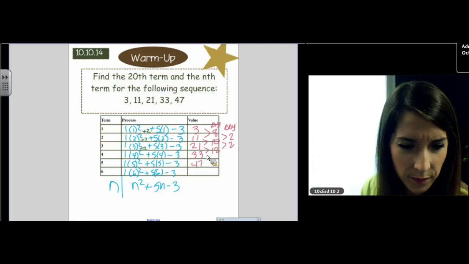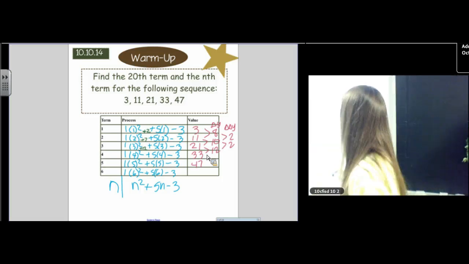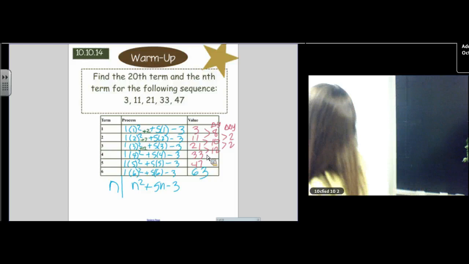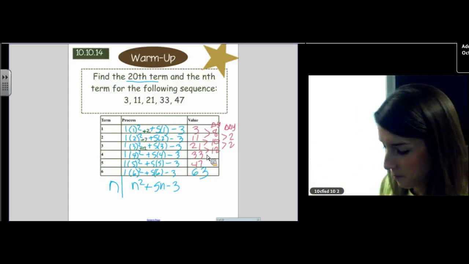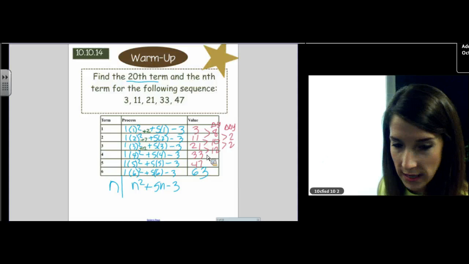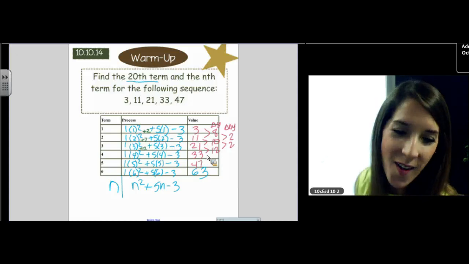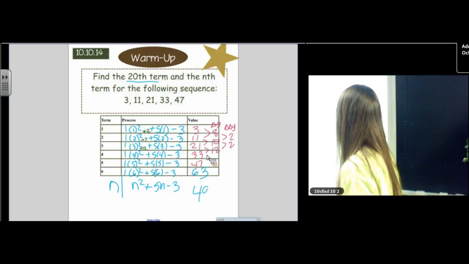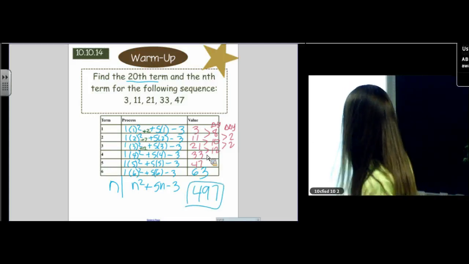No, too big. It's okay. It happens. 63. It does say find the 20th term and the nth term, even though that's not what the table was set up for. Did you find the 20th term? 20 squared plus 5 times 20 minus 3. Oh, that's what you found. Good job. 497. You were answering the question. Good job. Alrighty, that's all we need to say about that.